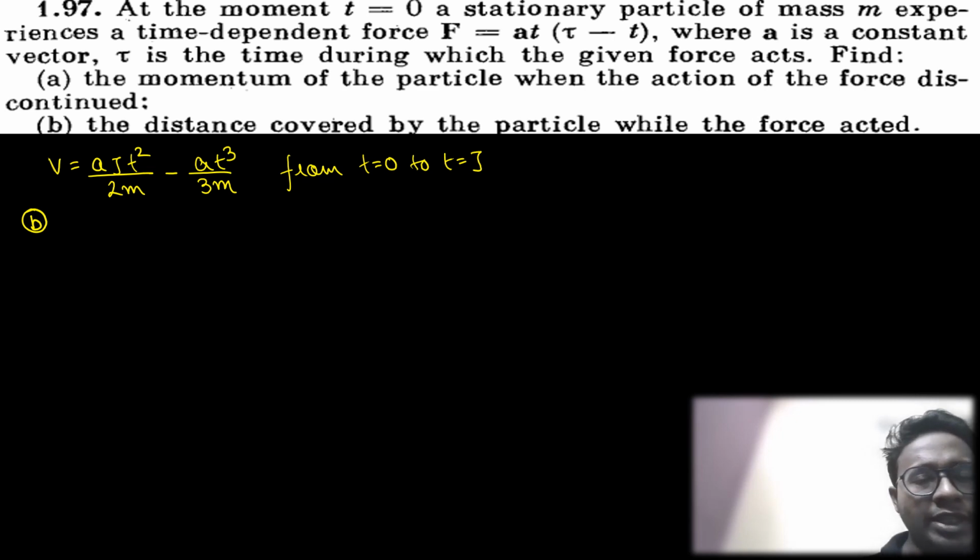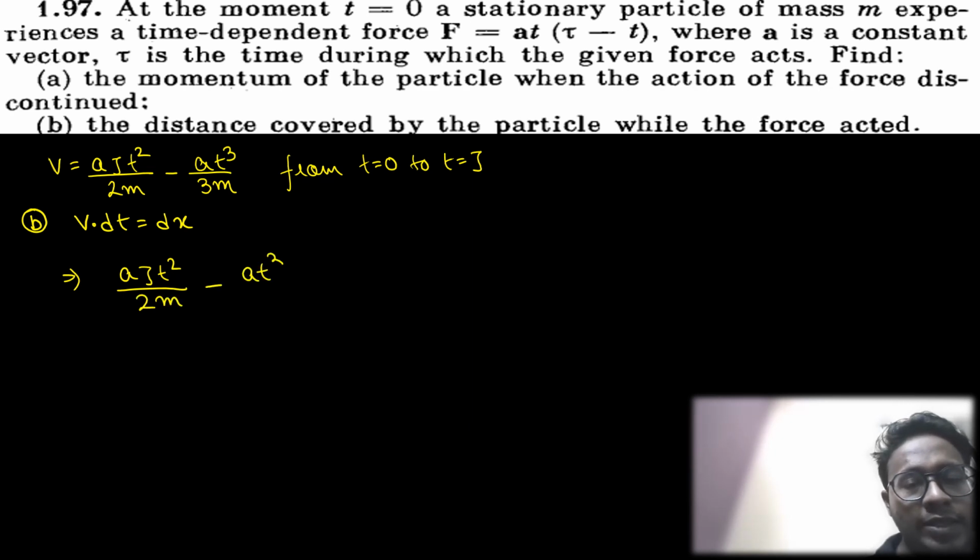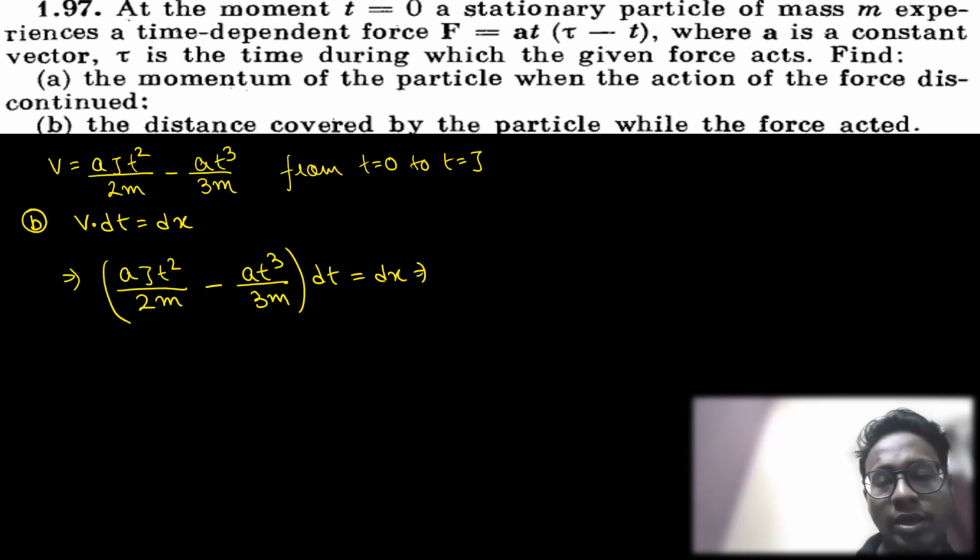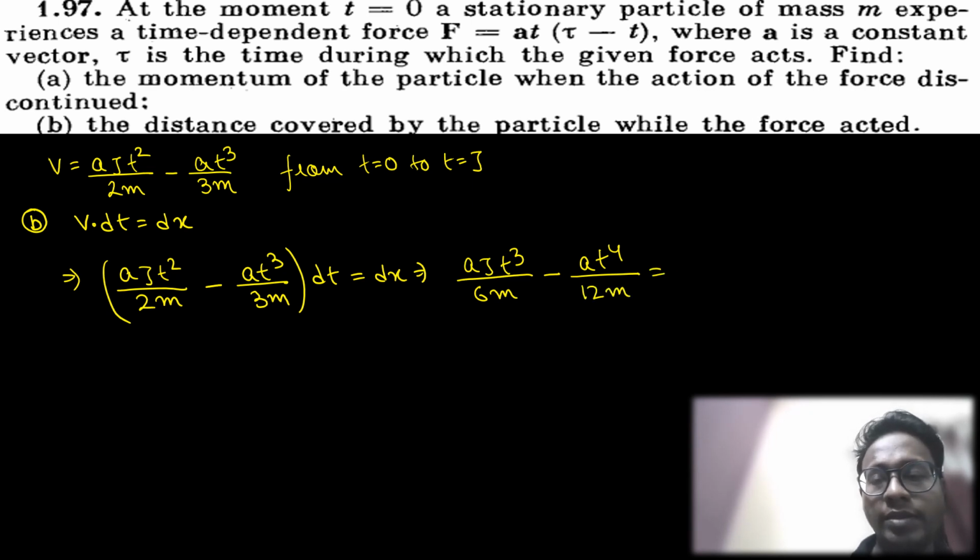We simply know that v dt is equal to dx. So simply we integrate velocity, a tau t square by 2m minus a t cube by 3m, into dt, is equal to dx, or a tau t cube by 6m minus a t to the power 4 by 12m is equal to x plus constant.